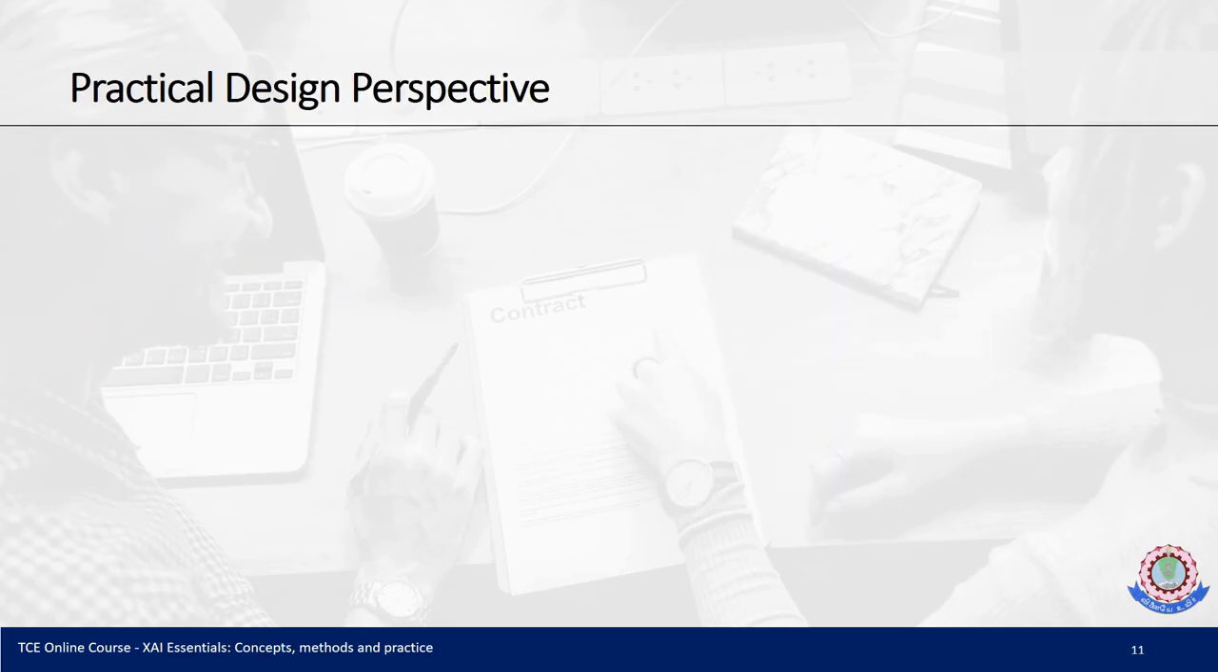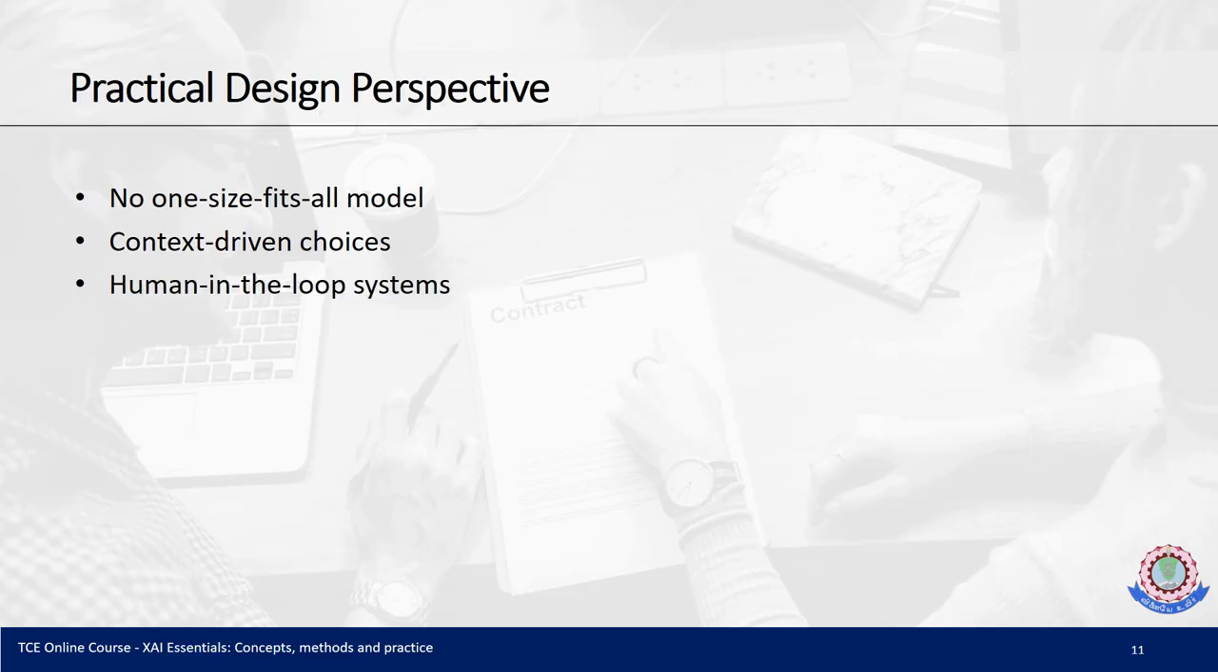In practice, there is no one-size-fits-all solution. Responsible AI design means making thoughtful choices. Sometimes we choose simpler models. Sometimes we choose complex models with an explanation layer. Often we include humans in the decision loop. Good AI systems support humans. They don't replace human judgment.